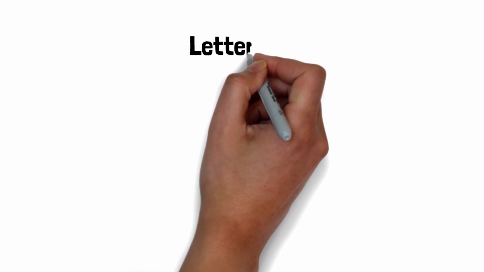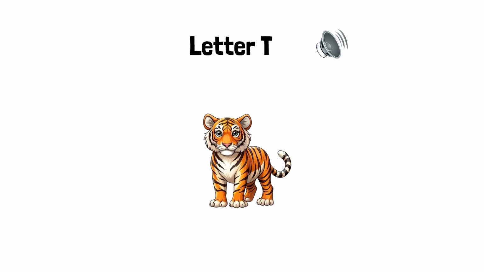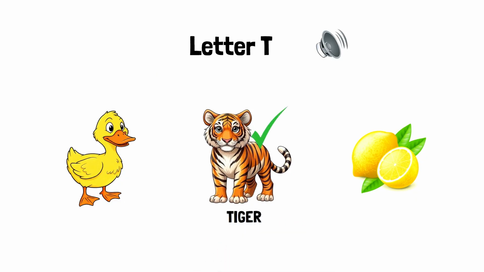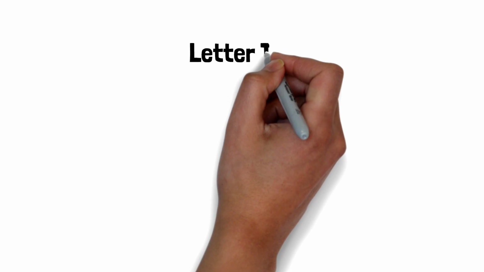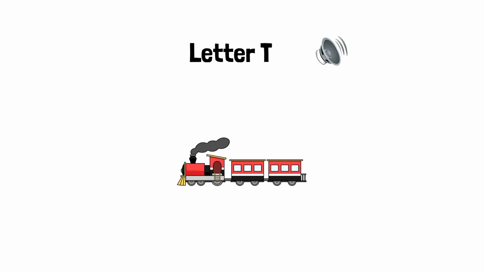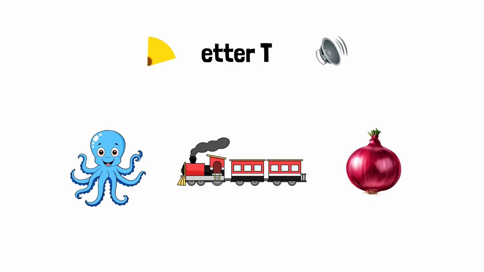Letter T sound test. Which picture starts with this sound? Tiger, duck, lemon. Yes, T for tiger. Which word starts with T? Train, octopus, onion. Correct, T for train.